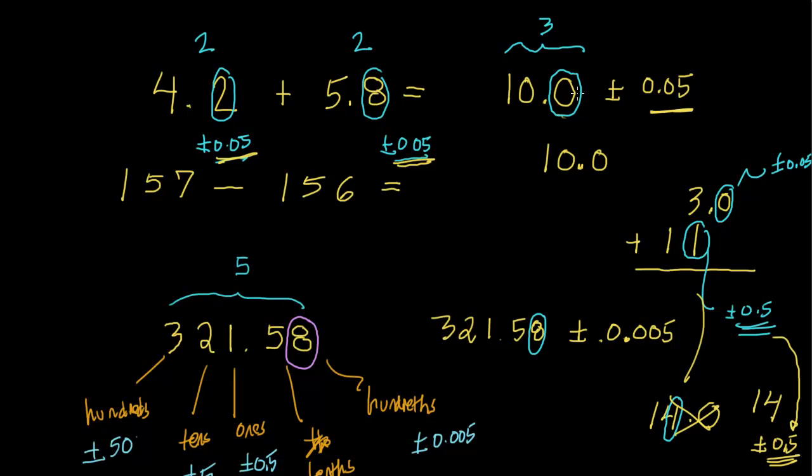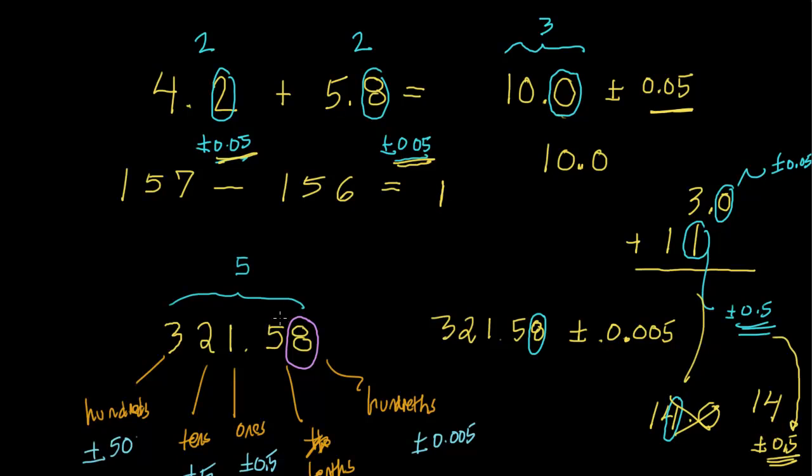And notice what's happened here. We've added two numbers with two significant figures, and we've created a number with more significant figures. That can happen when we add or subtract. Now, let's look at the second example. Second example, simple: 157 minus 156. We can do that math in our head. We get 1.